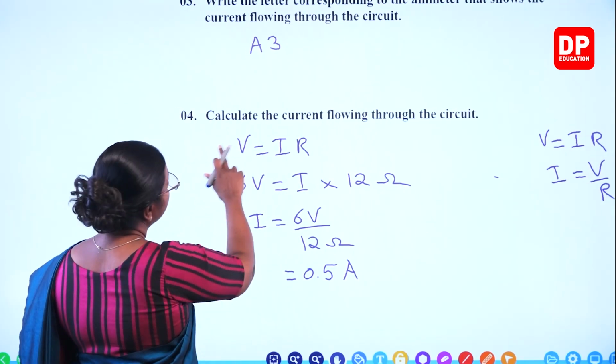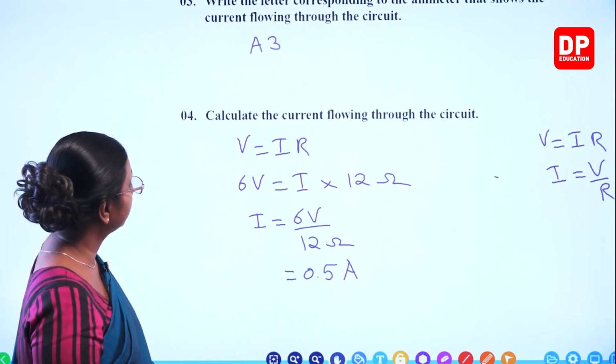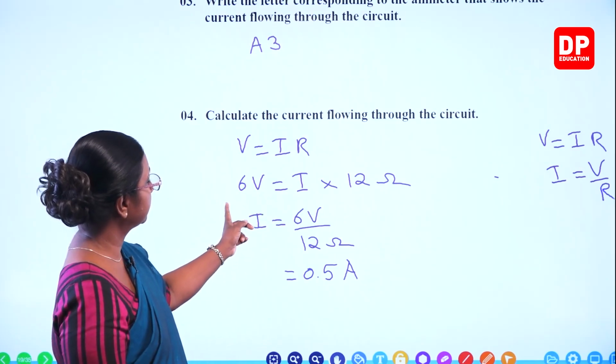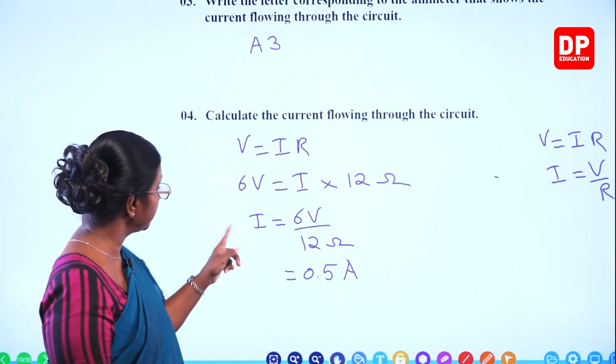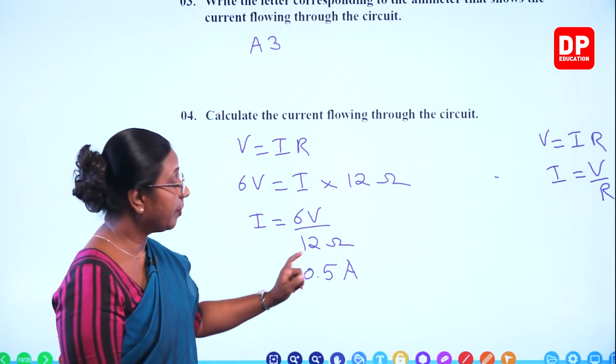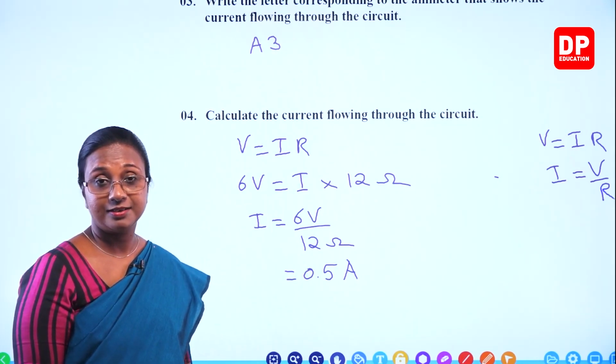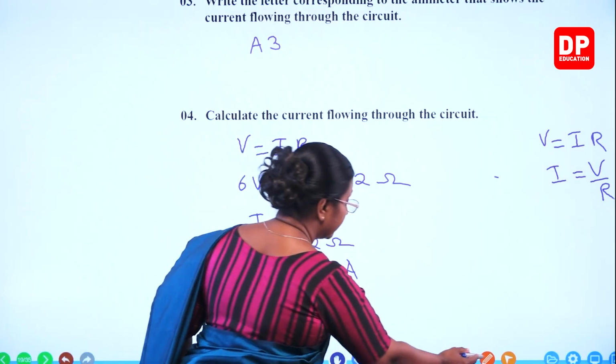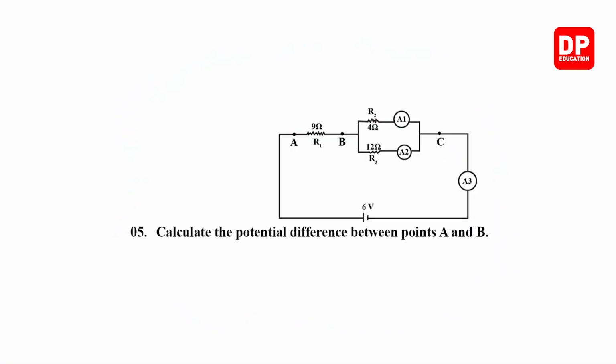So here we have calculated the current flowing through the circuit. V equals IR, 6 volts equals I into 12 ohms. So I is 6 volts divided by 12 ohms, 0.5 ampere current. Then the next part, again the same circuit, calculate the potential difference between points A and B.